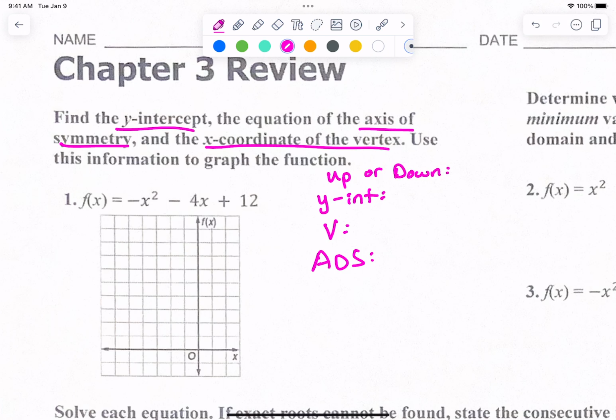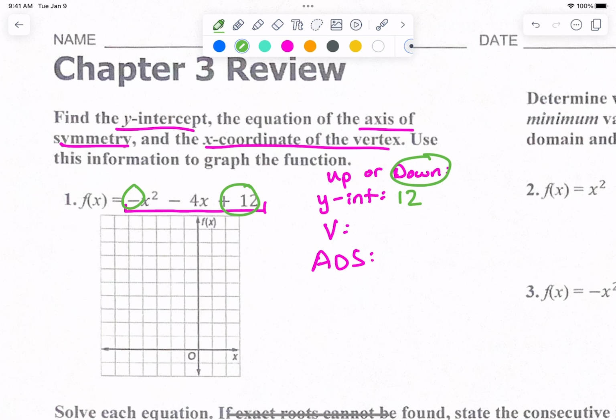Okay, here is my parabola. And is he going to go up or down? Down. Down, he is a negative, right? Negative x squared. Okay, what's the y-intercept? Where is he going to touch the y-axis? 12. Put that in off to the side. He is touching at 12, yeah?